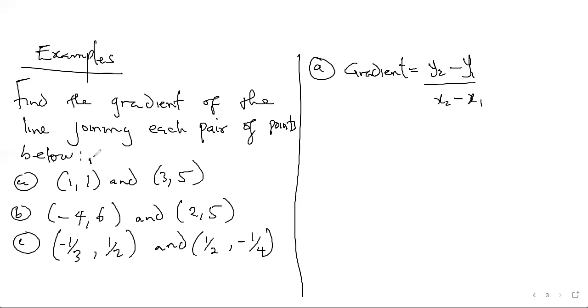So let's say I make this point 1 and this point 2. It doesn't matter which one. If I like, I can make this 1 and this 2. You get the same thing. You have to be consistent.